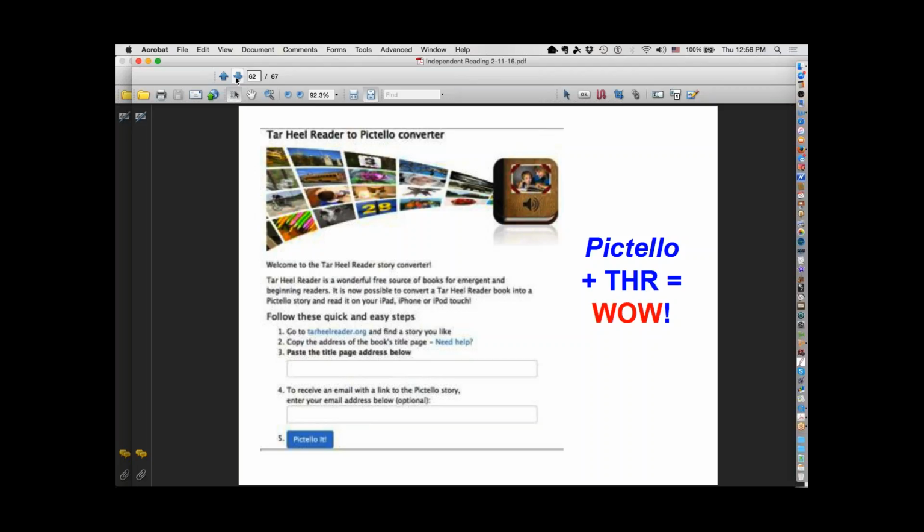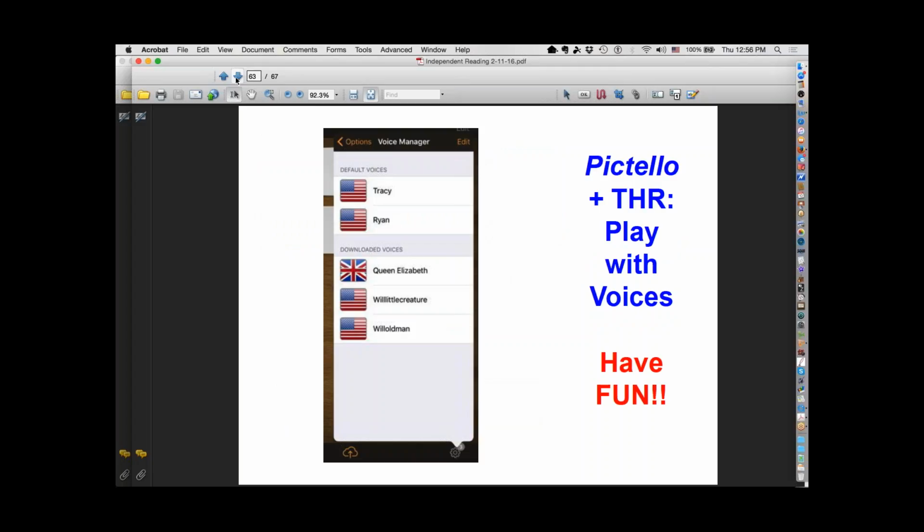This tells how to do it. This is the steps for doing it. It's so exciting. And these are some of the voices that I have on my iPad. I've chosen Will Little Creature, Will Old Man, and Queen Elizabeth. And so I'm playing this with one of the Will voices. It's also fun to use the Will Old Man voice. It is super fun as well, because having an old man read about earrings is pretty funny. So let's just listen to this.